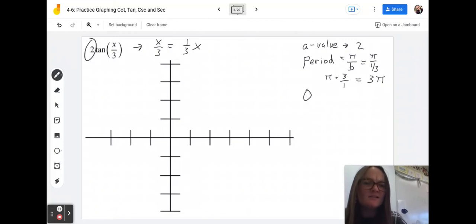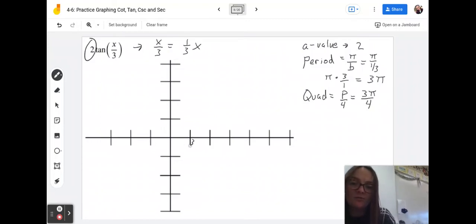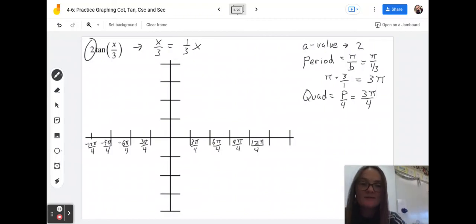And let's discuss the quadrant next. If my period is 3 pi, remember quadrant is equal to period over 4, that's got to be 3 pi over 4. So let's scale this by 3 pi over 4. Say 3 pi over 4, 6 pi over 4, 9 pi over 4, 12 pi over 4. And you can simplify that if you would like. Okay, so now that this is scaled, let's put a check mark and keep going.